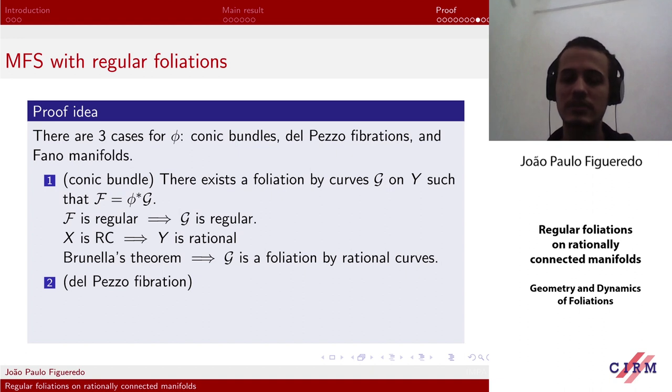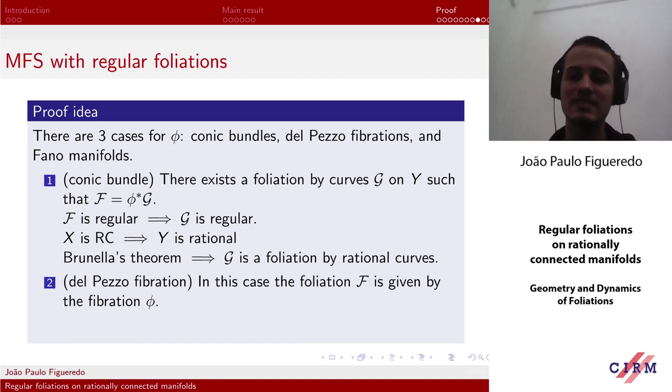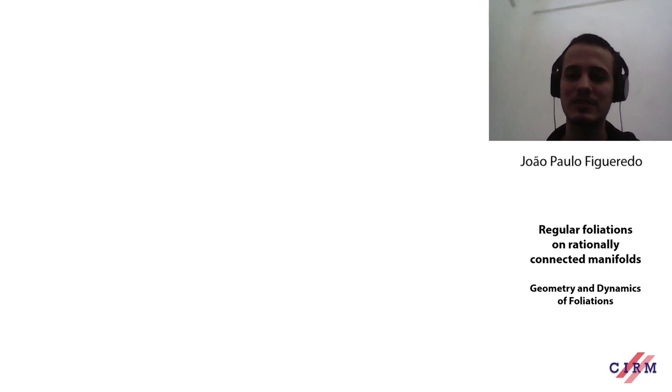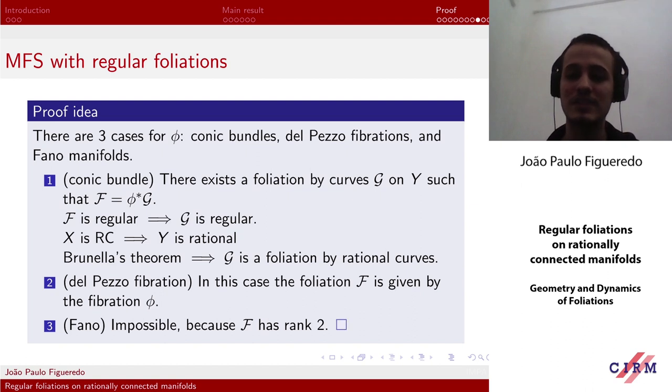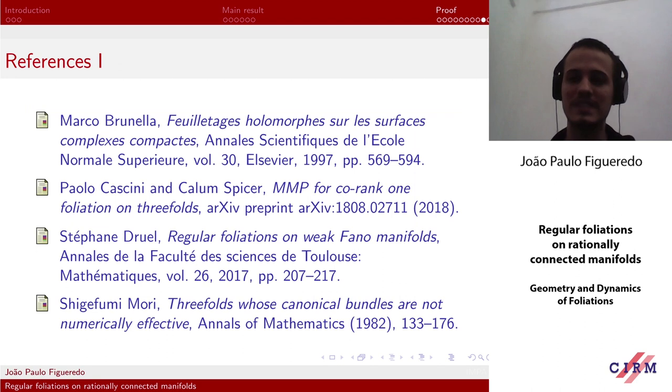So case two, phi is a del Pezzo fibration whose fibers are tangent to the foliation. So clearly, the foliation is this del Pezzo fibration. Case three is impossible because there is only one fiber, and this fiber should be tangent to the foliation, but the foliation has rank two. So this finishes the proof, and this shows my theorem.